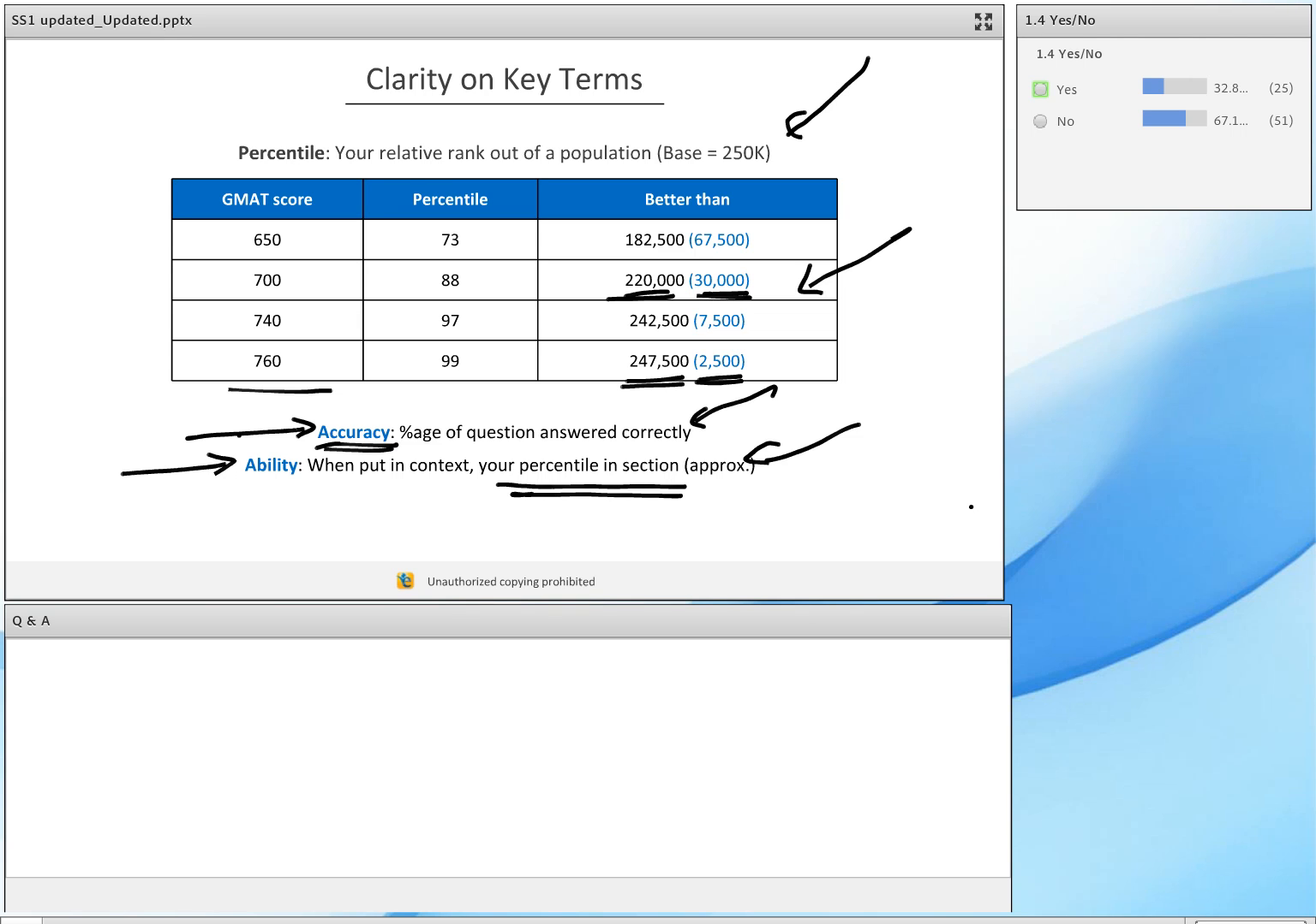Note, you can get 80% accuracy in a quiz, but your ability could still just be 50th percentile if half the people who take the quiz get 8 out of 10 correctly. The key takeaway that I want to make sure you understand is that when it comes to the GMAT, it's your percentile that is your true measure.